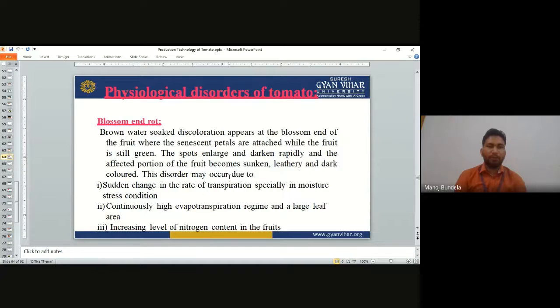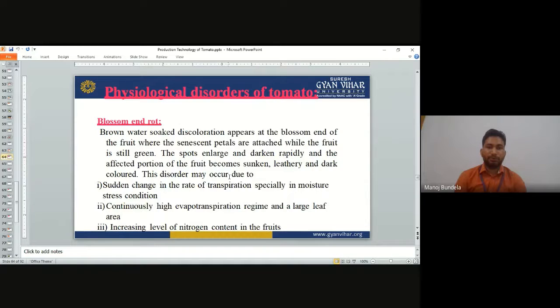A brown, water-soaked discoloration appears at the blossom end of the fruits, where the petals are attached, while the fruit is still green. The spots enlarge and darken rapidly, and the affected portion of the fruit becomes shrunken, leathery, and dark in color.